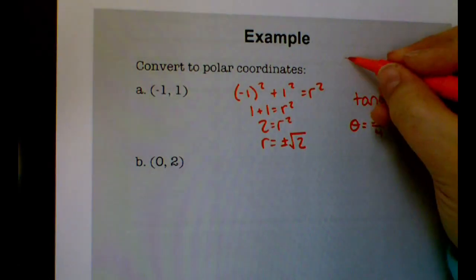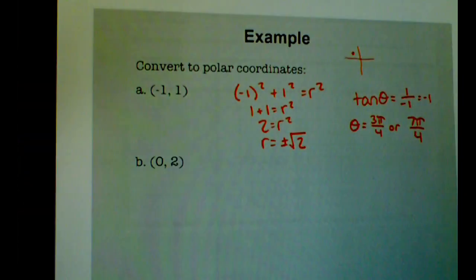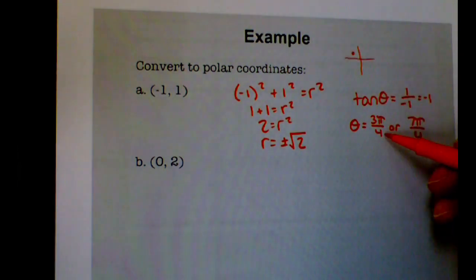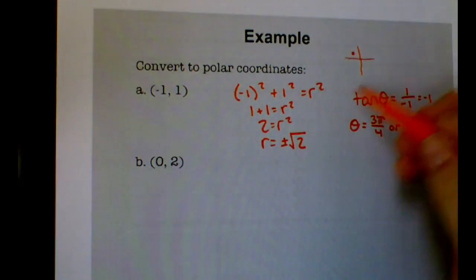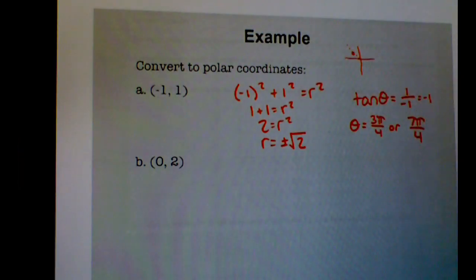Now I think about my picture. The point -1, +1 is right there in the second quadrant. Well, what angle is in the second quadrant? 3 pi over 4. Which of these 2 angles is in the second quadrant, actually?